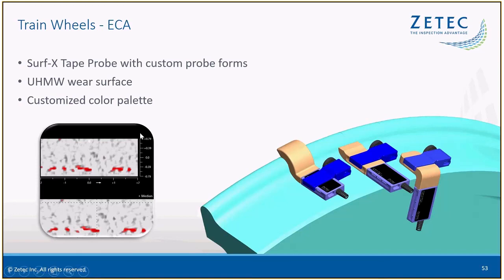And again, you can do a customized color palette if you want it to look like your dye penetrant testing. This one is the red dye penetrant testing visualization. And you can set your thresholds for certain voltages that you want to find there. These probes have a UHMW wear surface to help improve the longevity of the probes.